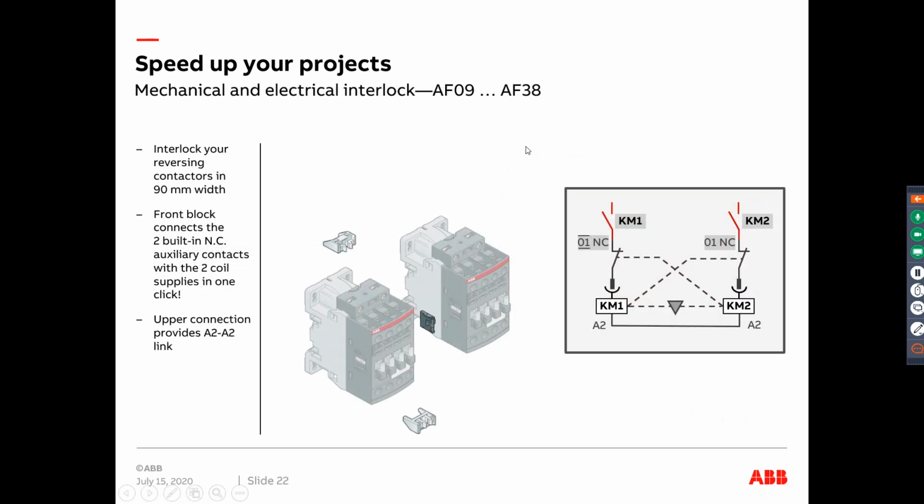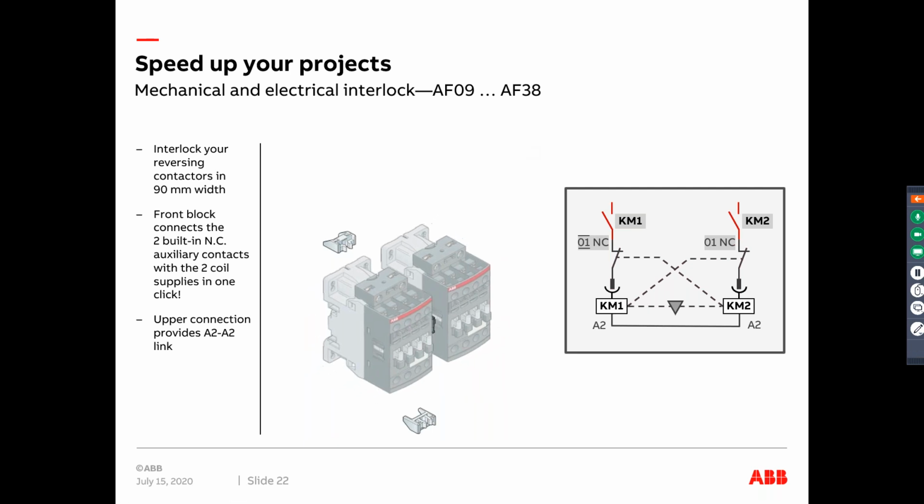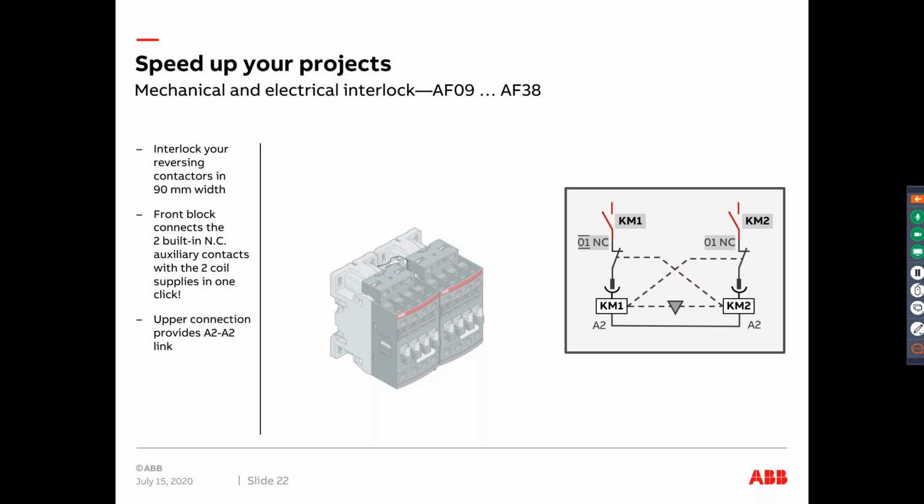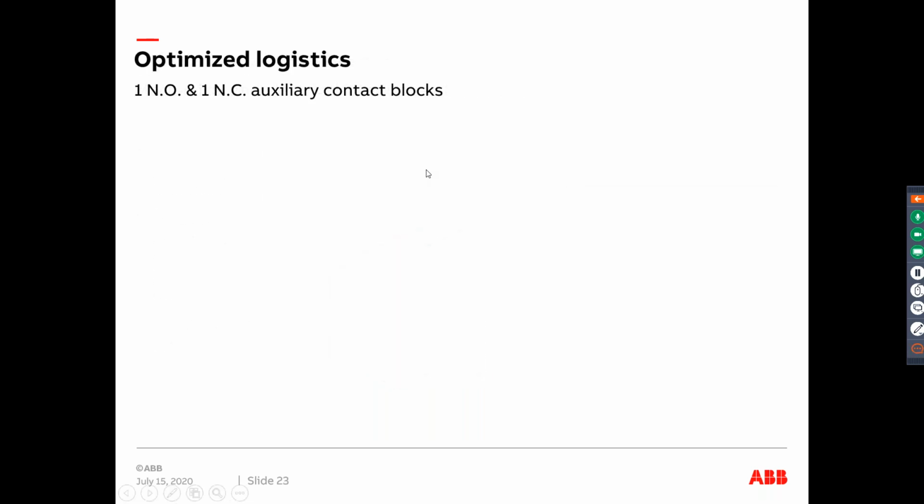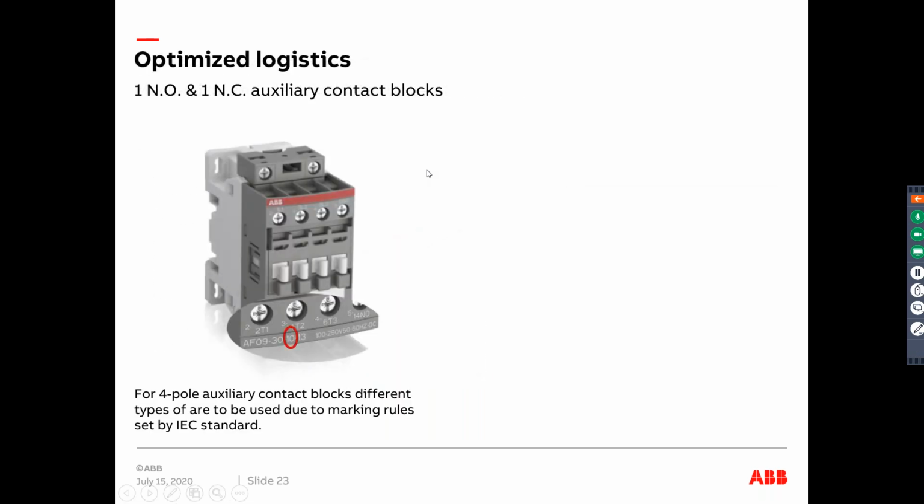We have accessories for our contactors as well. It's basically just clip-on accessories, very fast and very quick. So the front block connects the two built-in NC auxiliary contacts with the two coil supplies in one click. I've assembled it myself, and it is really tool-free and really quick. So we not only stopped with all the electronics and all that stuff, we also worked on our accessories as well.